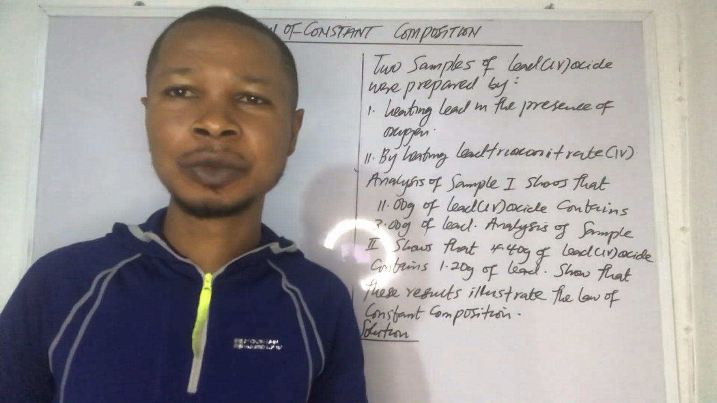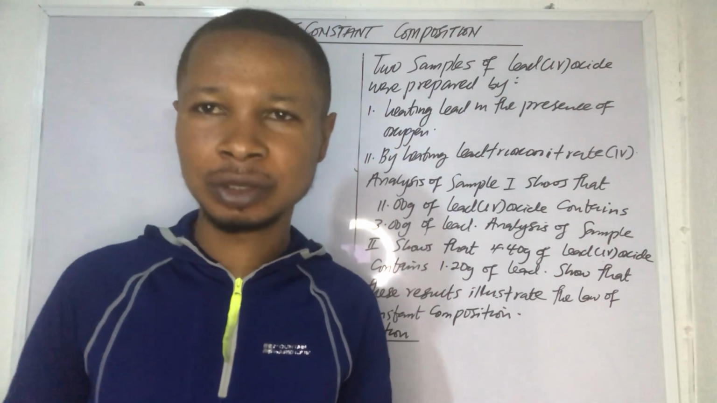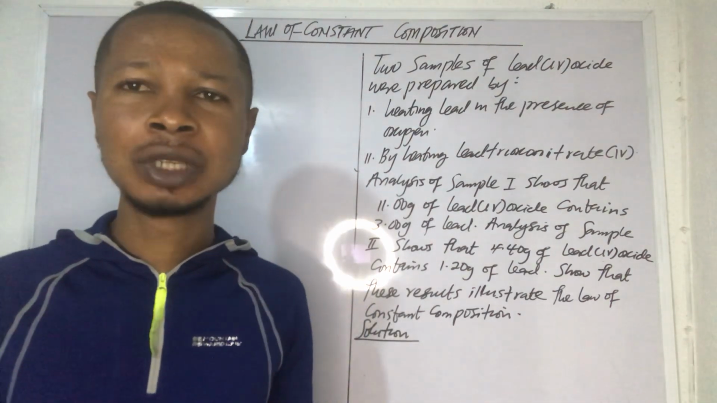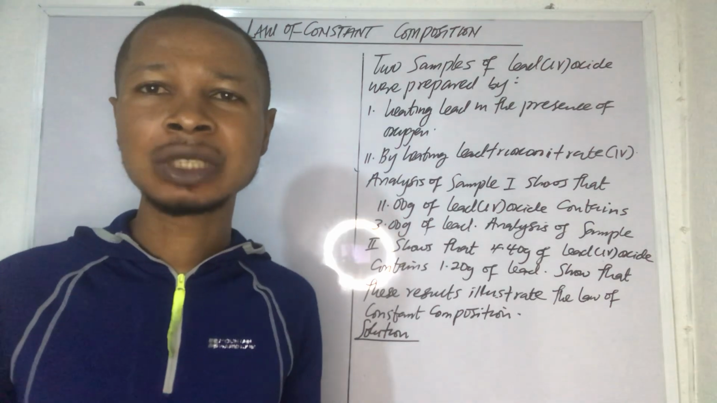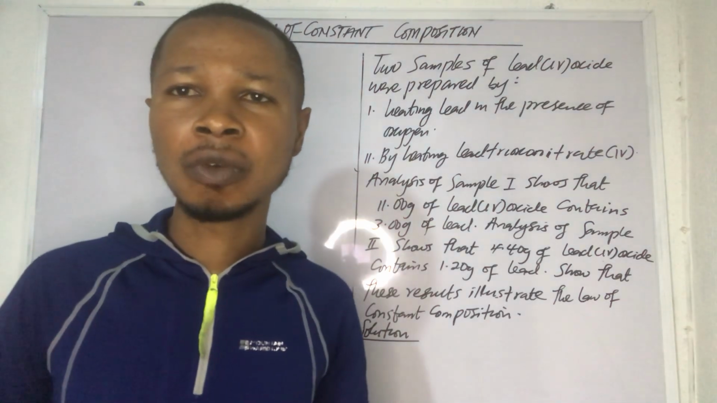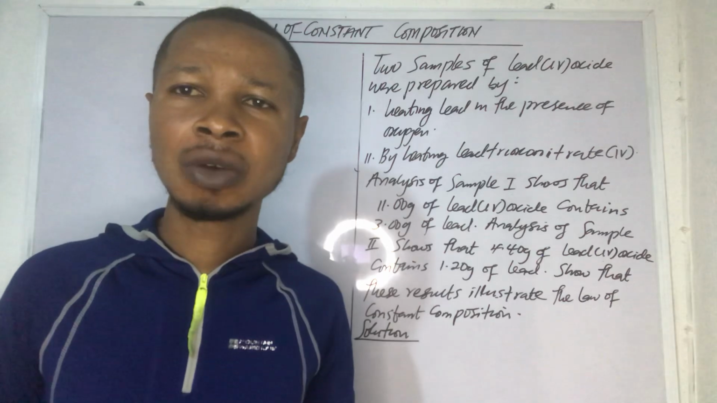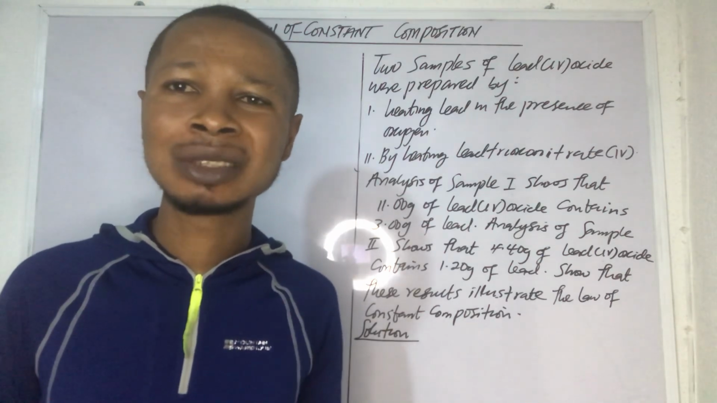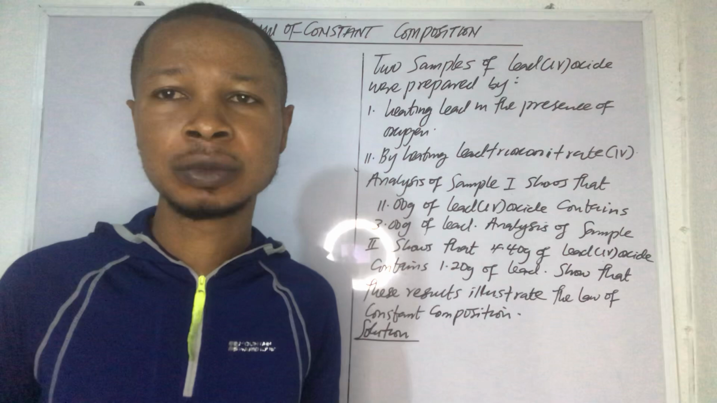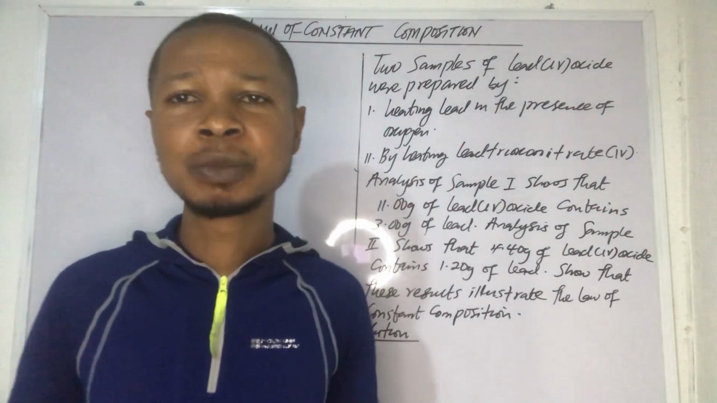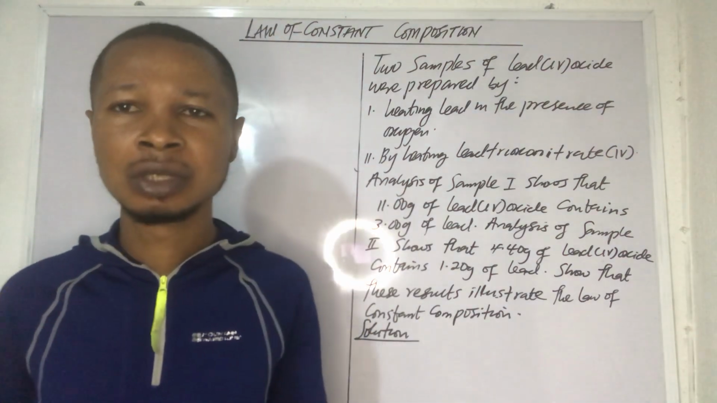In this lesson, we are still on chemical laws, and today we are looking at the law of constant composition. This law of constant composition is also known as the law of definite proportion. And what does the law say?